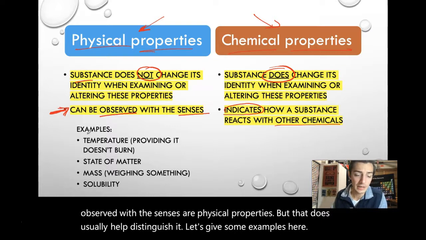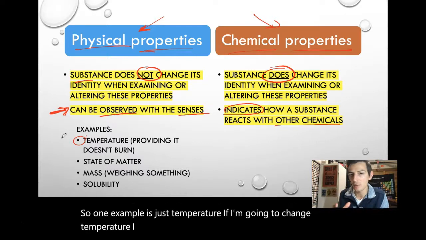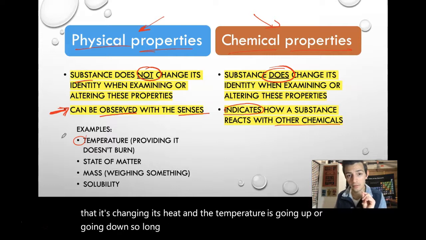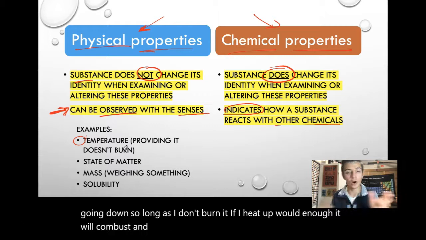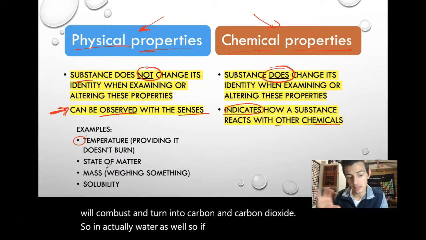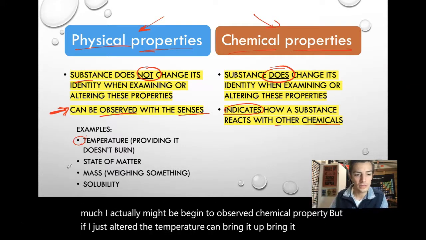One example is just temperature. If I'm going to change its temperature, I can observe that with my senses. I can feel it, see that it's changing its heat, and that the temperature is going up or going down, so long as I don't burn it. If I heat up wood enough, it will combust and turn into carbon and carbon dioxide, and actually water as well. So if I change the temperature too much, I might begin to observe a chemical property. But if I just alter the temperature, bring it up, bring it back down, that counts.